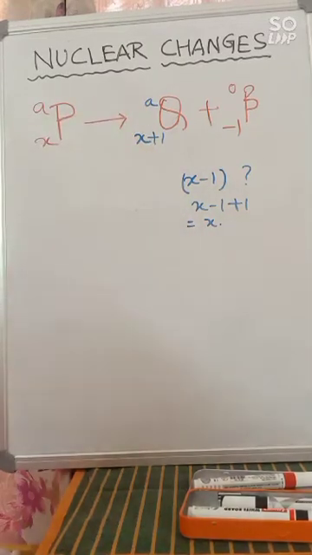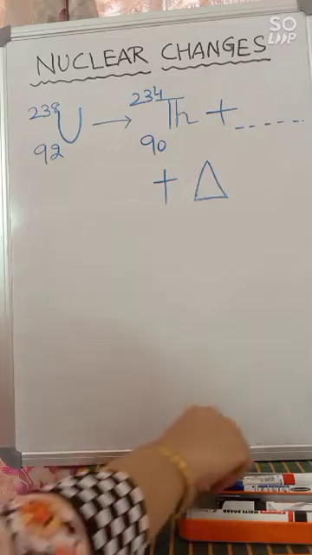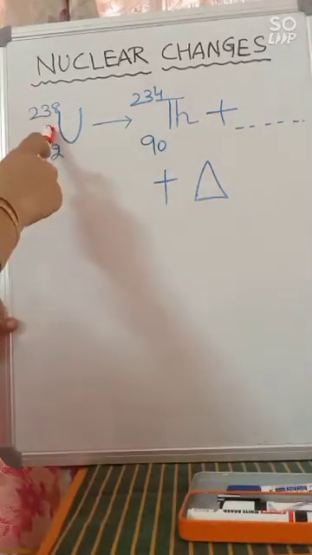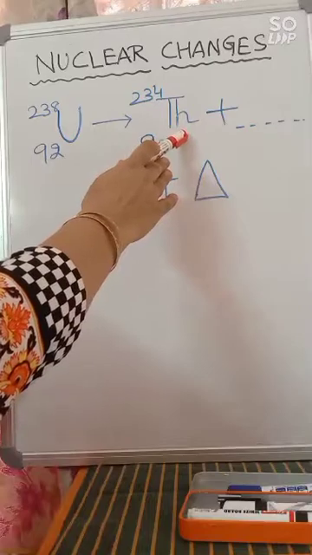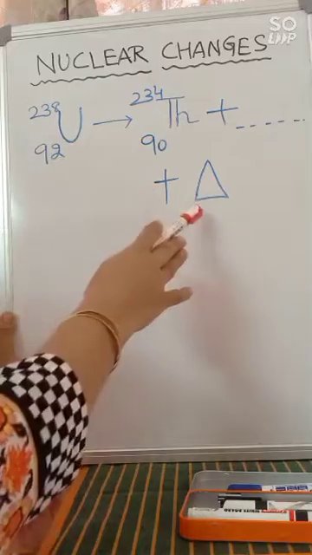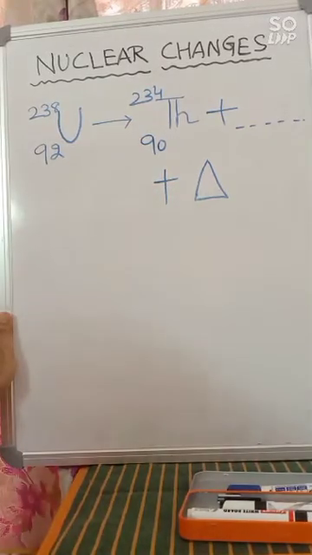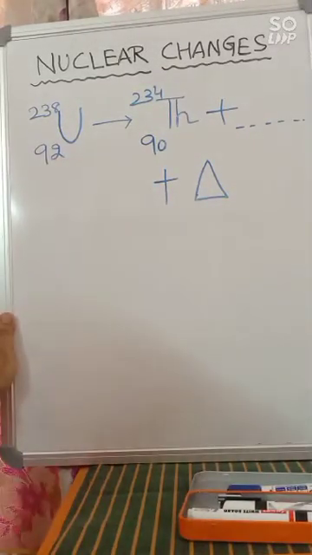So now let's discuss another example. Now if you check out this second example, they have given you an element, uranium, where 238 represents mass number and 92 represents its atomic number. On the right hand side, the daughter nucleus is thorium with atomic number 90 and mass number 234. And this delta is representing a large amount of energy. You are required to find out which emission it is. Is it an alpha, beta or gamma emission?